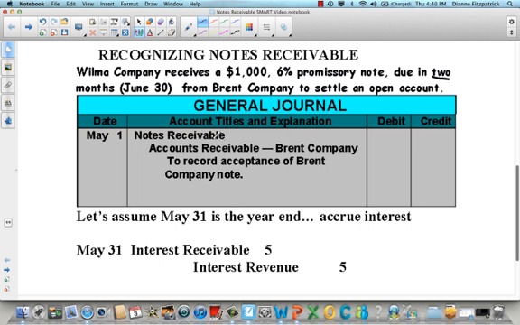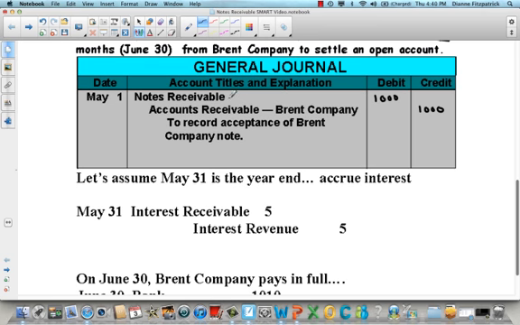On May 1st, we need to recognize that note. So $1,000 is how much we expect to receive back. So in this particular case, we are converting their accounts receivable to a notes receivable. As you see here, it said to settle an open account. Sometimes we just loan money.